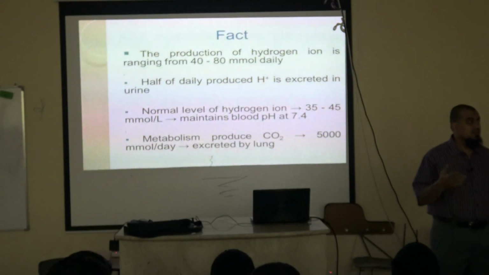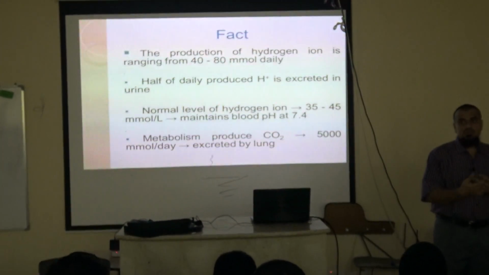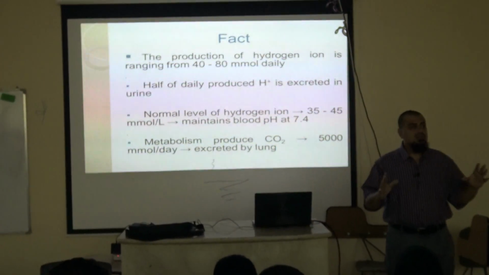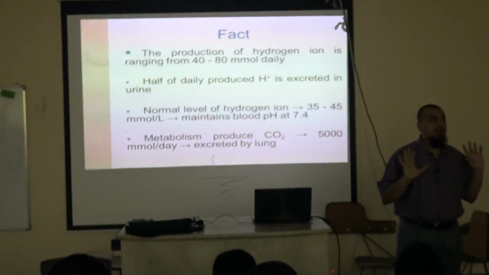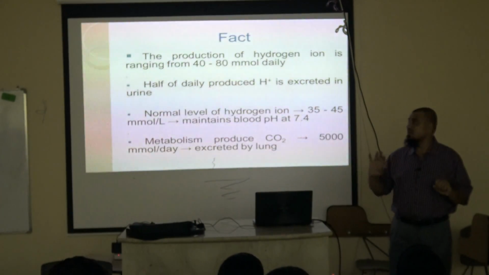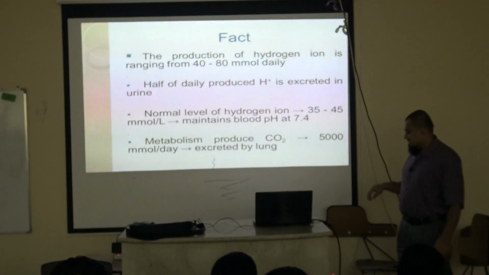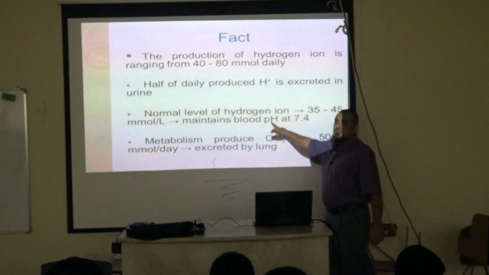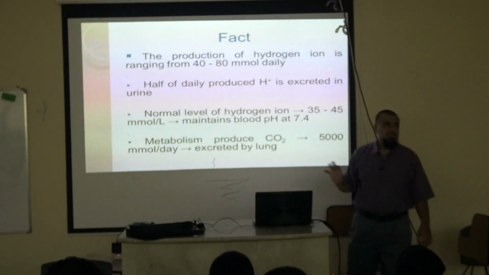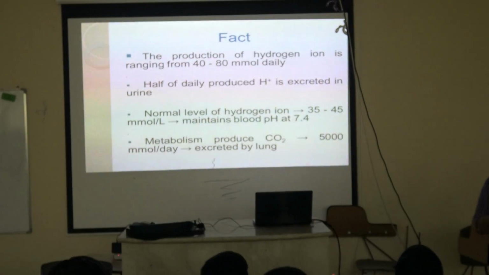Otherwise our blood will contain hydrogen. So we have to get rid of this hydrogen, and this is the purpose of this lecture. First of all, we all know now that our body produces hydrogen, and the quantity of this hydrogen is generally 40 to 80. And this hydrogen produces a pH of 7.4 in our blood.